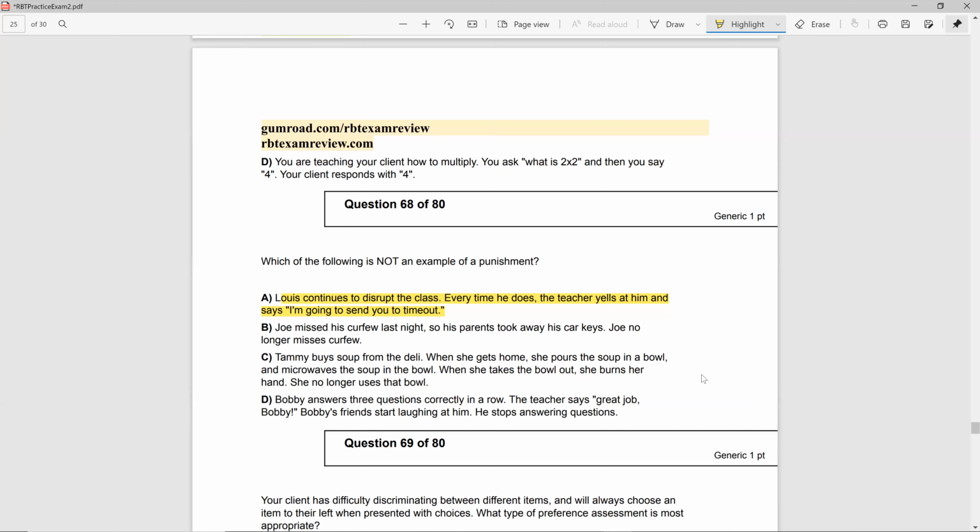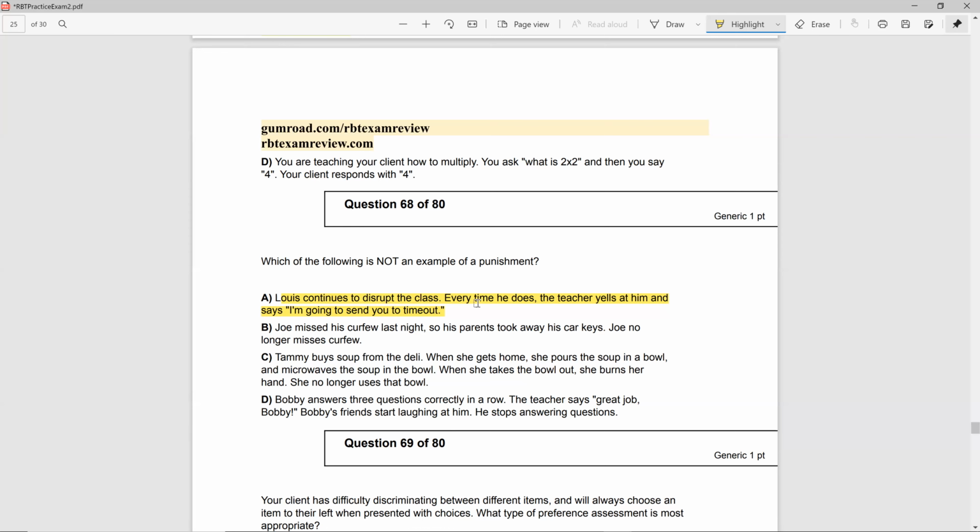Okay, so what is the impact of behavior here? It is Bobby answering 3 questions correctly in a row. The teacher says, "Great job, Bobby," which traditionally we might believe is reinforcement, right? However, what happens to the behavior? Does Bobby increase answering questions? No, he actually stops. So his behavior decreases.